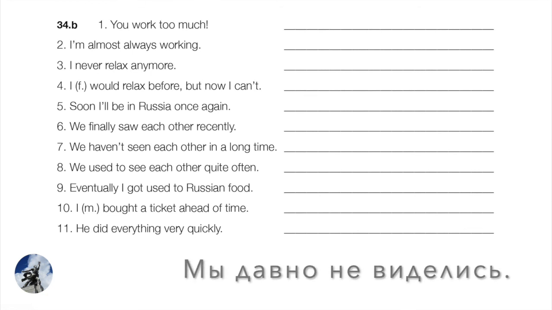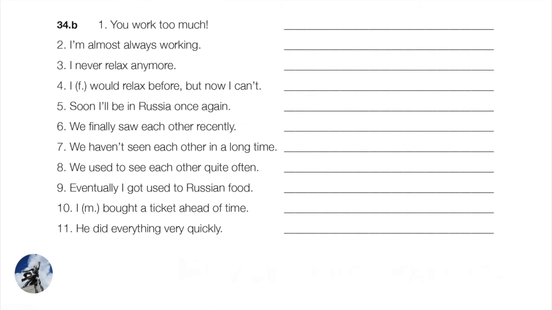So anyway, just contrast долго versus давно. Давно is looking specifically back into the past and saying, again, here, for example, we haven't seen each other for a long time now. That's давно. Мы давно не виделись. Number 8, we used to see each other quite often.